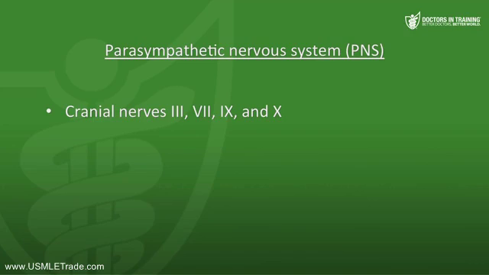So where in the body is the parasympathetic nervous system? Well, let's think back to our cranial nerves. Cranial nerves 3, 7, 9, and 10 all carry parasympathetic nerve fibers. We also see parasympathetic nerve fibers come out of the 2nd and 3rd sacral spinal nerves as well. But having said that, about 75% of all parasympathetic nerve fibers are in the vagus nerve, so cranial nerve 10.